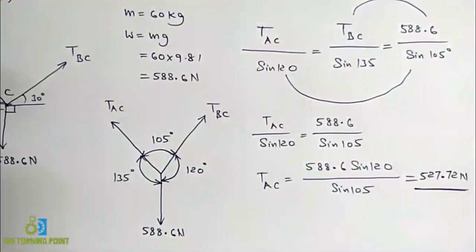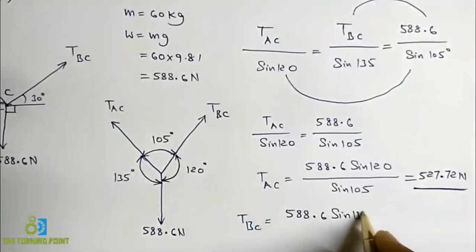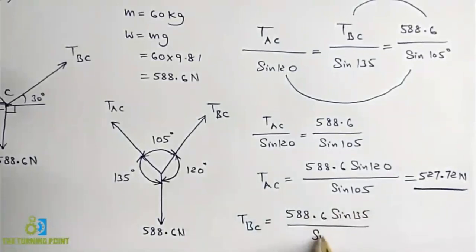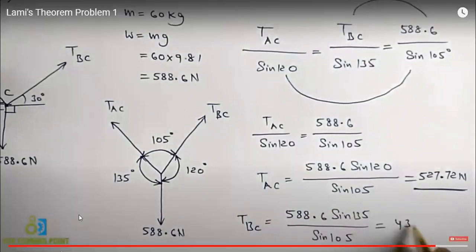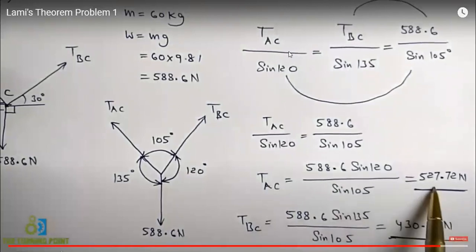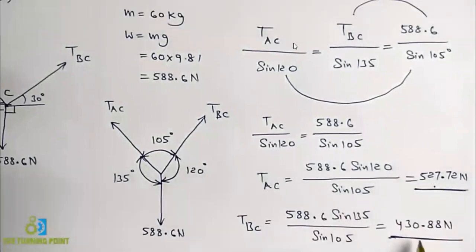Similarly, if you want to find TBC, equate these two. So when you equate those two, TBC is equal to 588.6 sine 135 divided by sine 105, with sine 135 going to this side. So if you simplify, you will get 430.88 newtons. So this is the value of tensile force in string AC and this is the value of tensile force in string BC. Hope you are able to understand this.